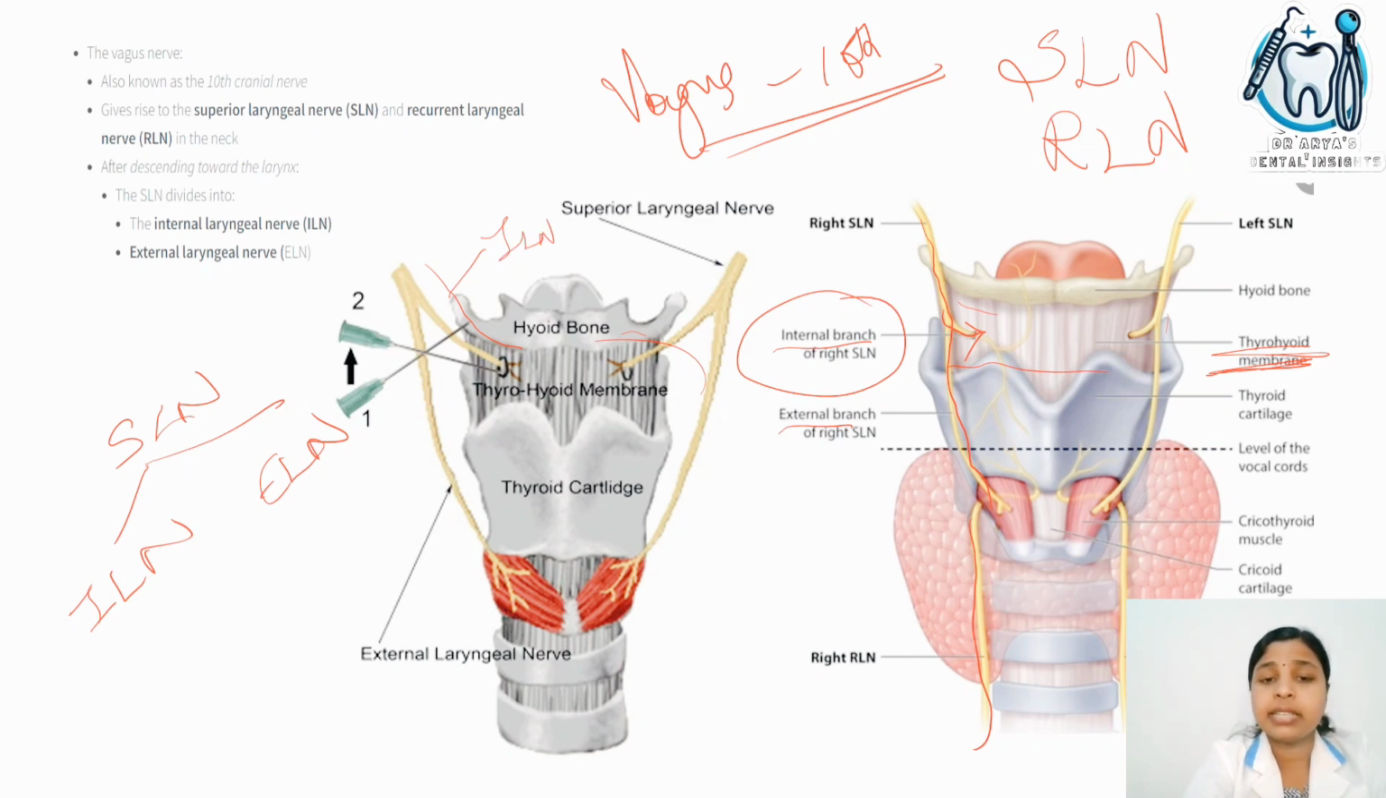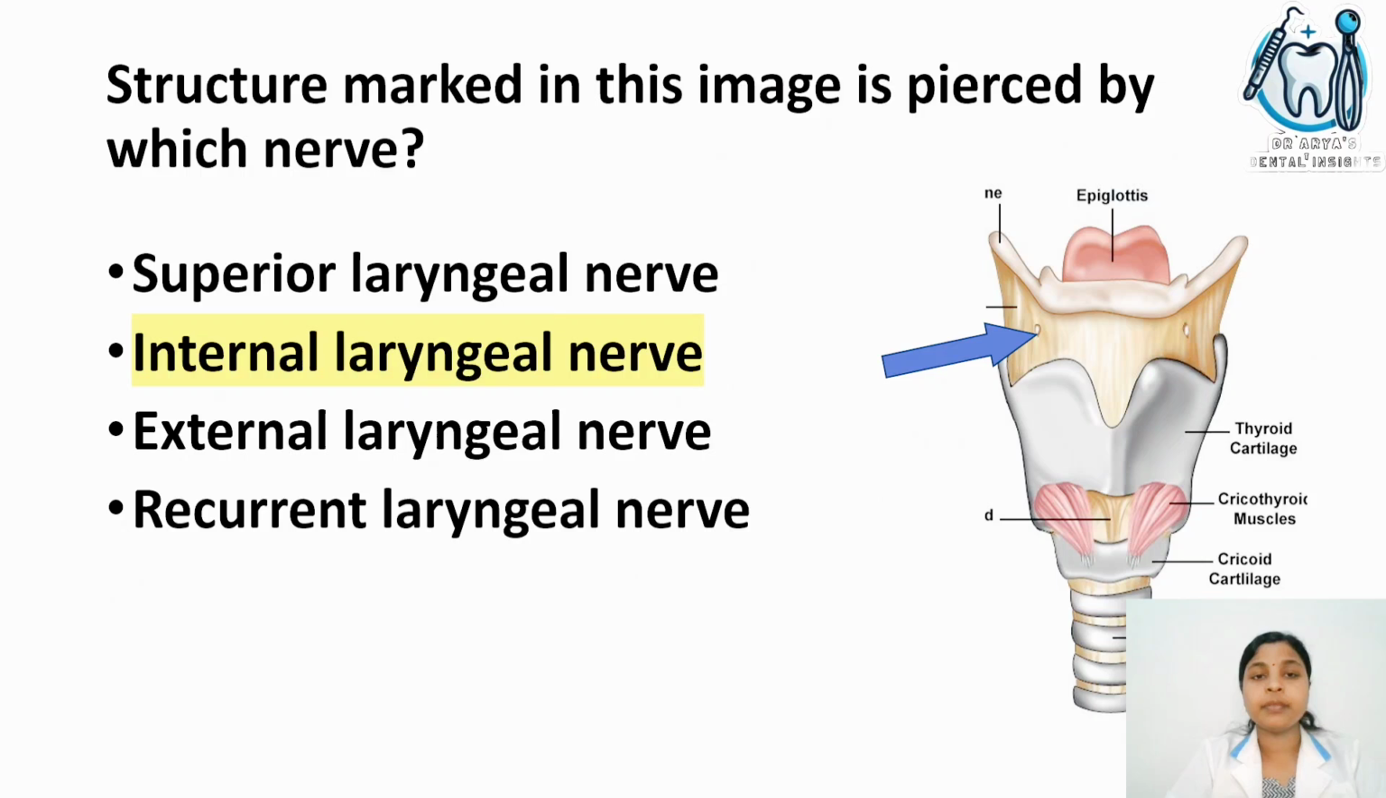And this is the external laryngeal, and this is the recurrent laryngeal. Clear? So this is the hyoid bone, this is the thyrohyoid membrane, this is the thyroid cartilage. This is the level of the vocal cords. Here is the cricothyroid muscle and this is the cricoid cartilage. So what's the answer? It is the internal laryngeal nerve. Clear?